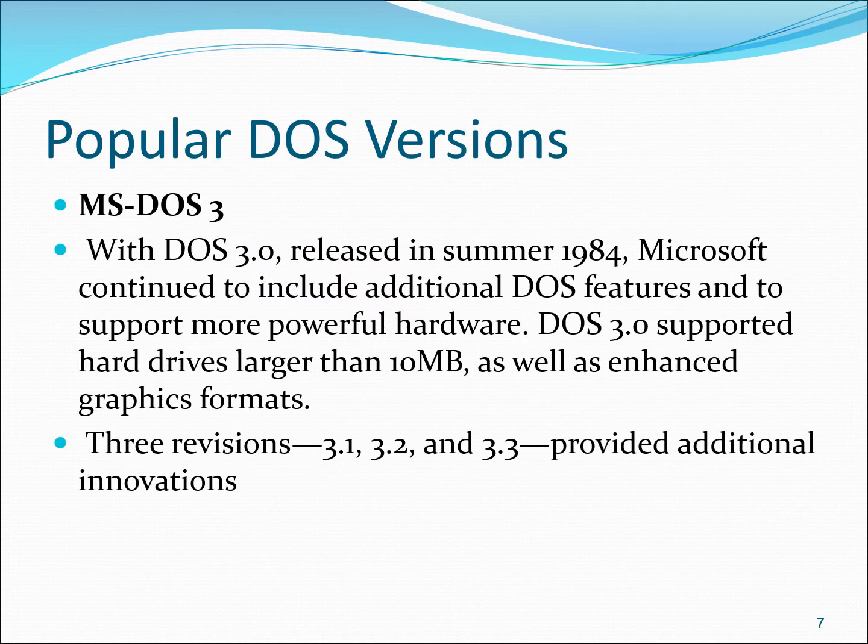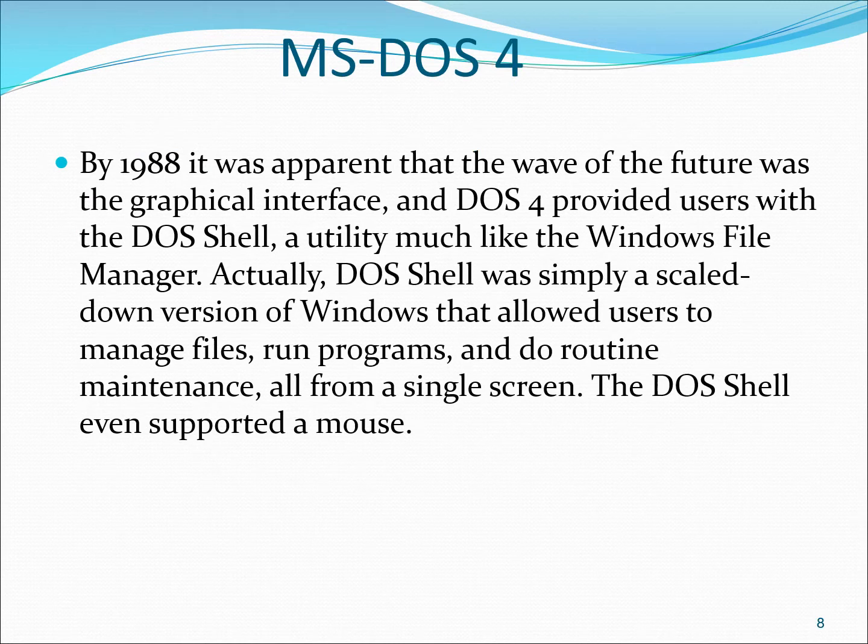DOS versions. A popular DOS version is MS-DOS 3. With DOS 3.0 released in 1984, Microsoft continued to include additional DOS features and to support more powerful hardware. DOS 3.0 supported hard drives larger than 10 MB as well as enhanced graphic format. Three versions of DOS, 3.1, 3.2 and 3.3, provided additional innovations.